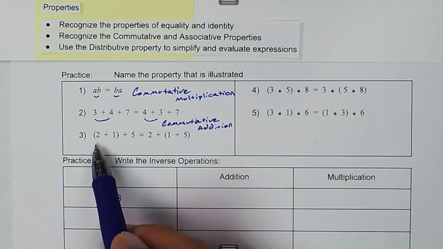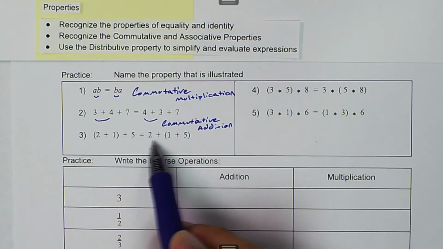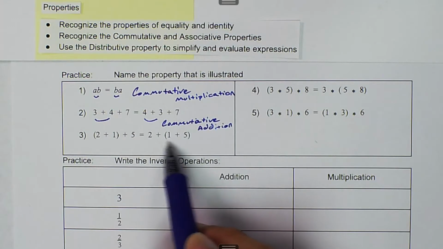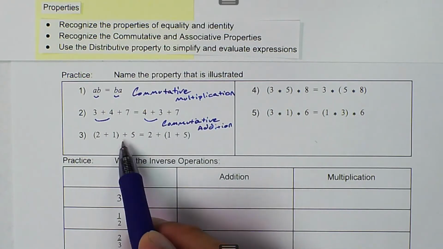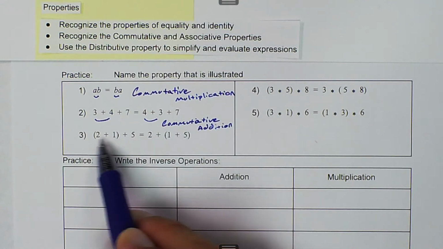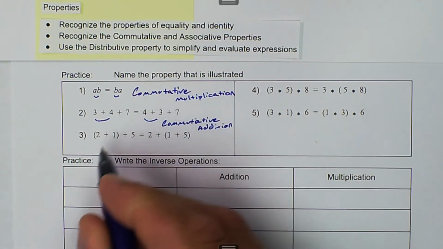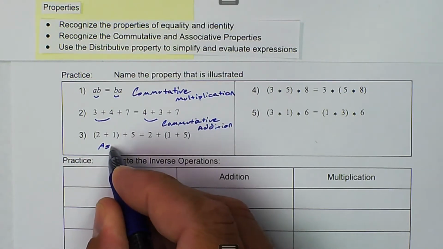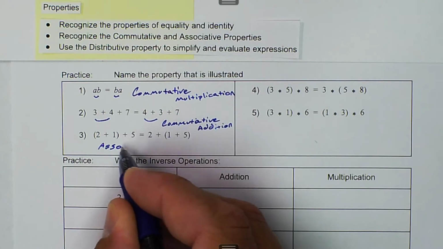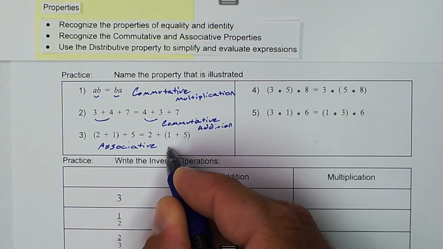Here we have 2 plus 1 plus 5, where 5 is outside of the parenthesis. And here we have 2 plus 1 plus 5, where 2 is outside of the parenthesis. So this is when we change who the numbers are associating with first. And so this is going to be the associative property. And then what are we doing here? We're adding. So associative property of addition.